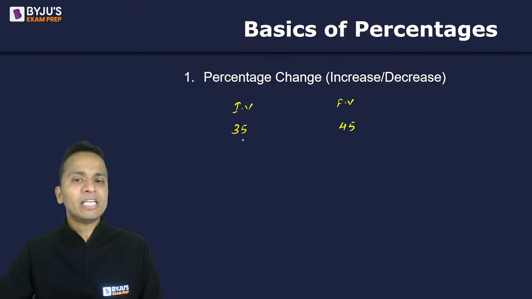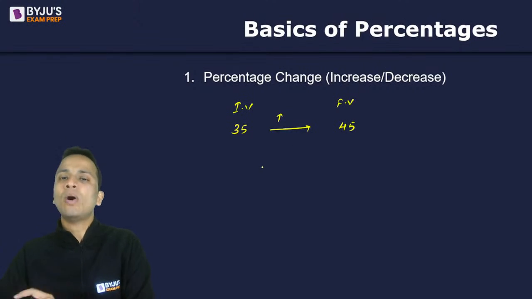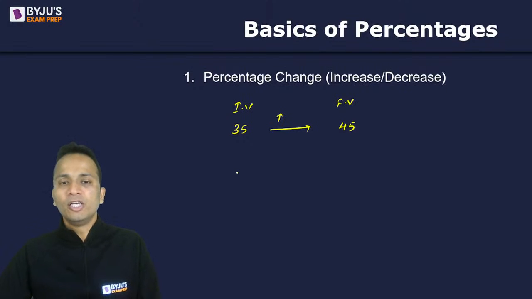Now I can say that initial value is lower as compared to the final value. So in this case, the value is increasing. So we have to find out the percentage by which the value has increased. All right. So the formula, the simple thing that you need to remember about percentage changes.